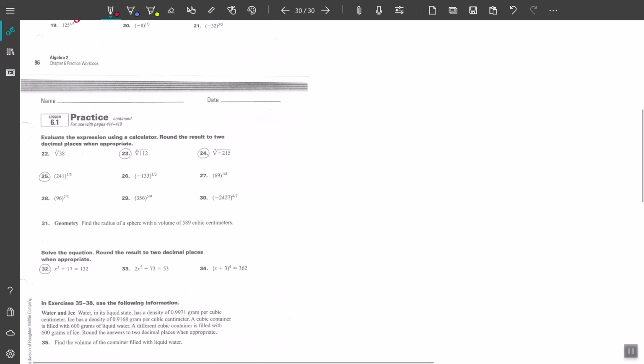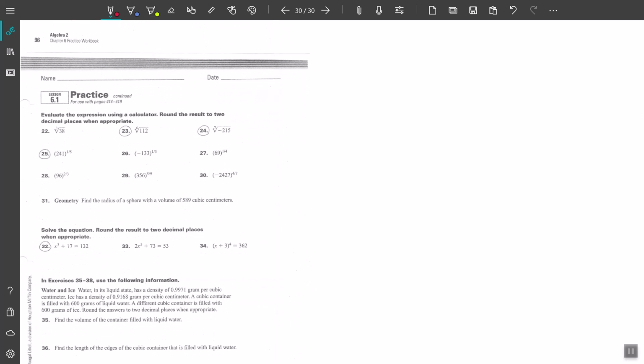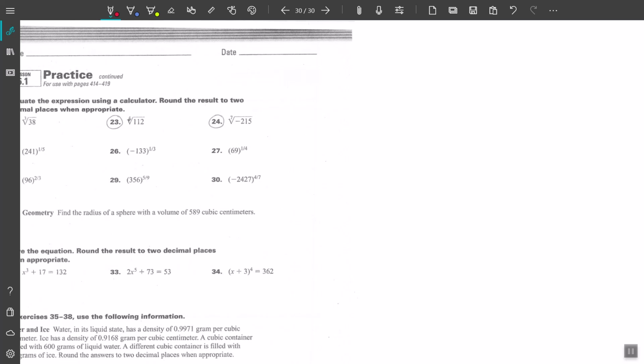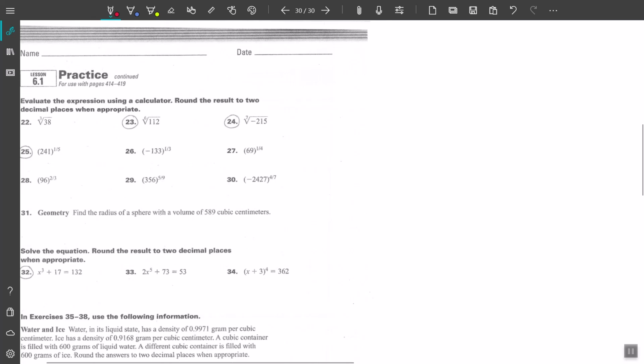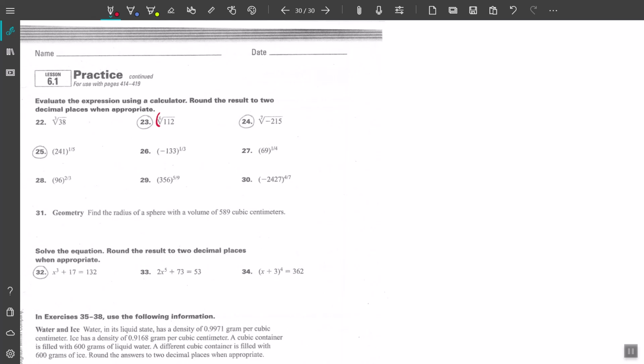Moving to the back of the worksheet, we're going to start using the calculator. They ask us to evaluate the expression using a calculator and then round the result to 2 decimal places when appropriate. So on 23, we have the 6th root of 112 raised to the 1st power. All right, the 1 is not written in there. It could look like that. It's not written in there, so we assume it to be 1.